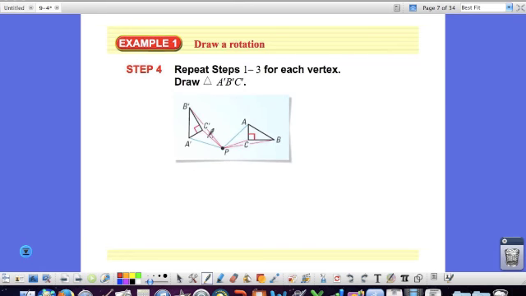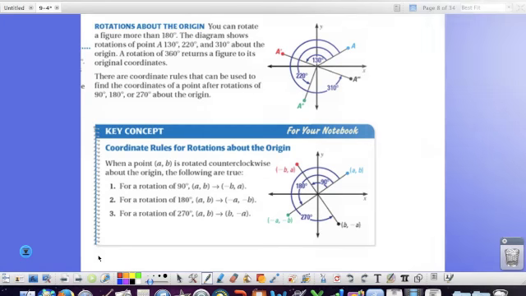We're going to repeat that same step for C prime and B prime, and then connect the dots to draw the rotation. Rotation is about the origin. You can rotate a figure more than 180 degrees. The diagram here shows rotations of 130 degrees, 220 degrees, and 360 degrees. There are rules for rotations of 90, 180, and 270 degrees about the origin.